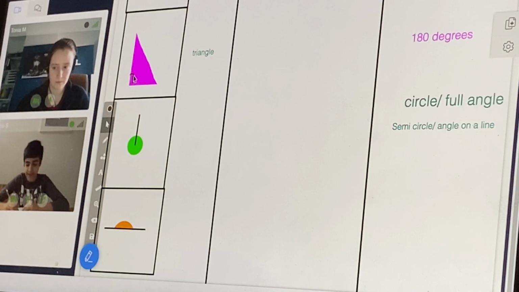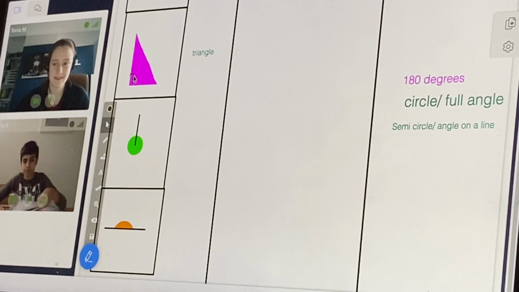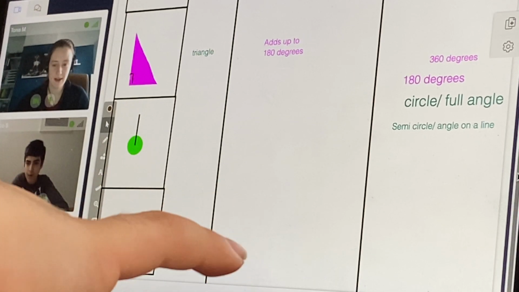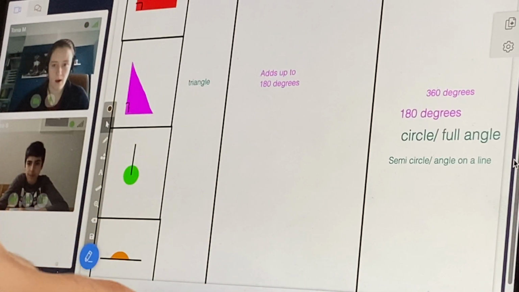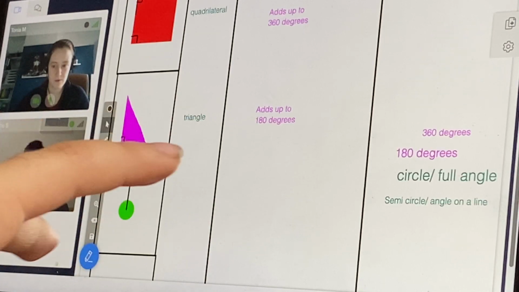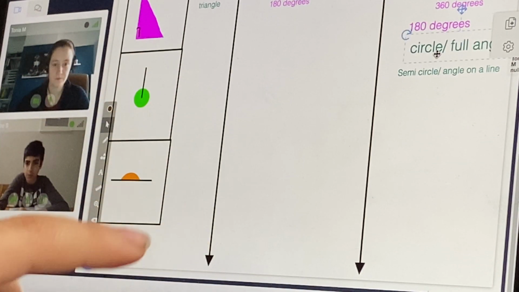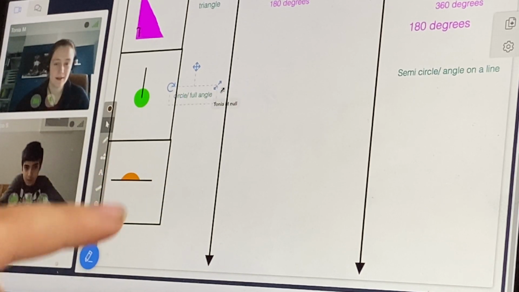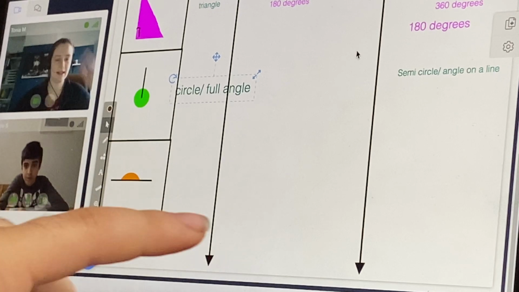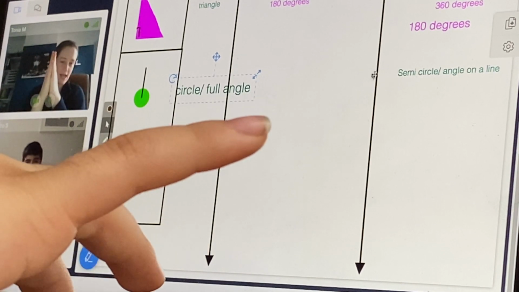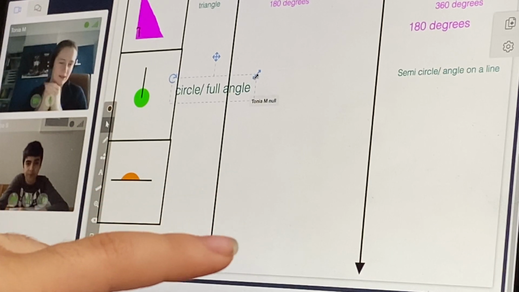And 180. Yeah, they all add up to 180. So I'll slide that in there for you. And this one's a circle with a full angle. All I mean by full angle is it's as if we had two lines and the lines are together, so it's like the full angle. Does that make sense?